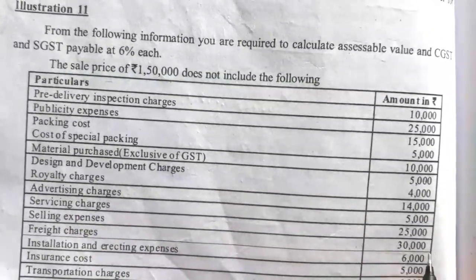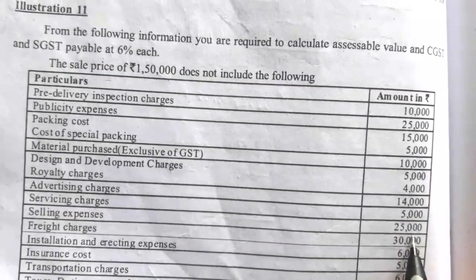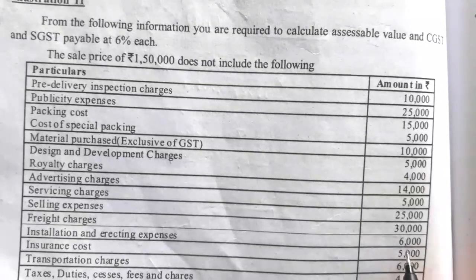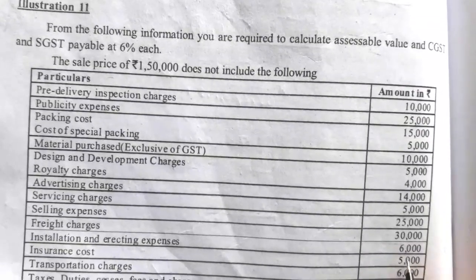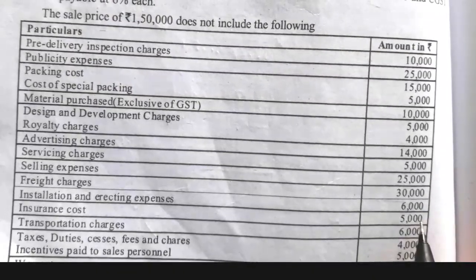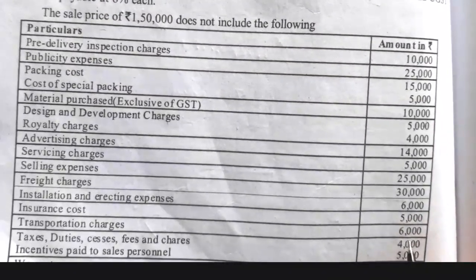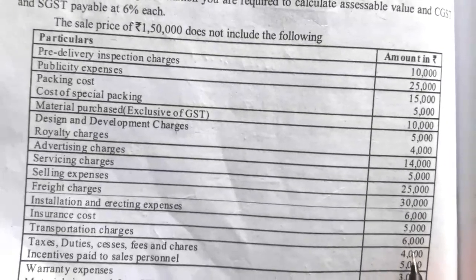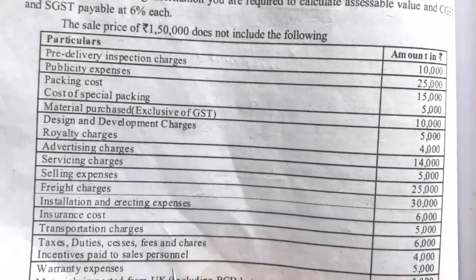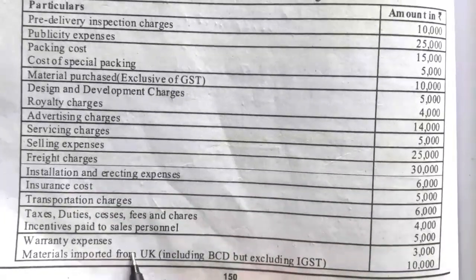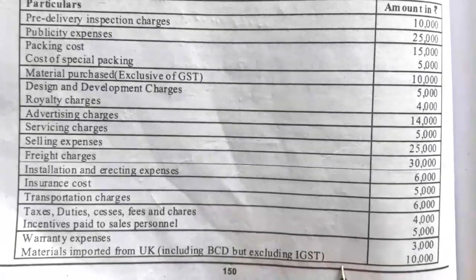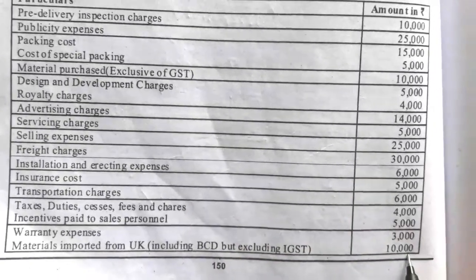servicing charges rupees 5,000, selling expenses rupees 25,000, freight charges rupees 30,000, installation and erection expenses rupees 6,000, insurance cost rupees 5,000, transportation charges rupees 6,000, taxes, duties, cesses, fees and charges rupees 4,000, incentives paid to sales personnel rupees 5,000, warranty expenses rupees 3,000, material imported from UK including BCD but excluding IGST rupees 10,000.